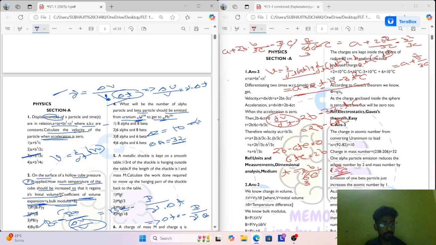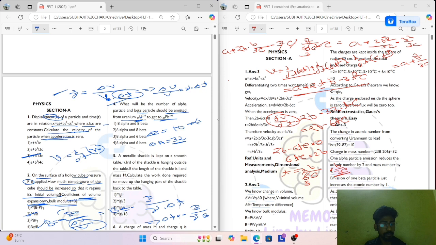There are two ways you can solve this. One is an analytical method, and there is a method where you can use calculus to solve this, right? Whenever you face this kind of numerical, you can assume that the total mass is distributed uniformly throughout the shackle or the chain. So if the total mass is M and total length is L, that means mass per unit length is equal to M by L.